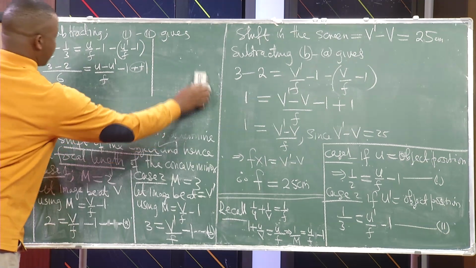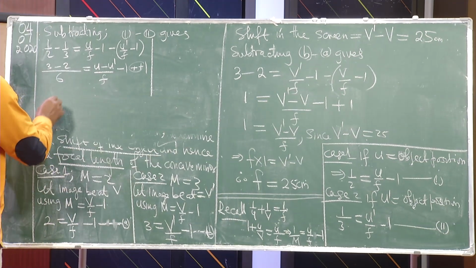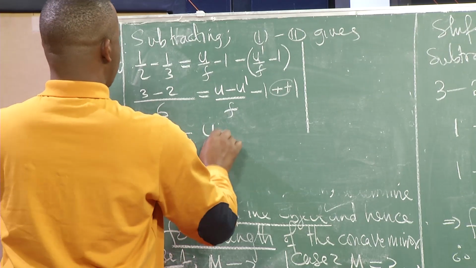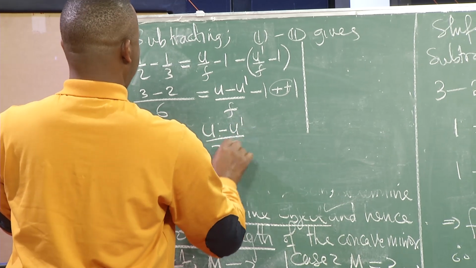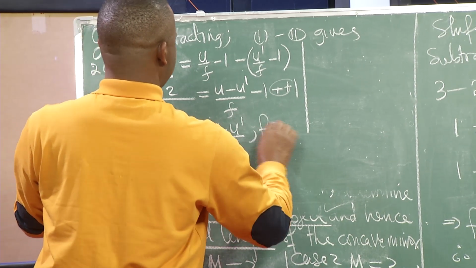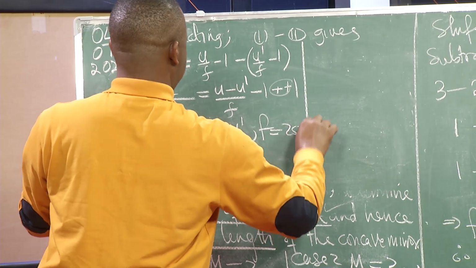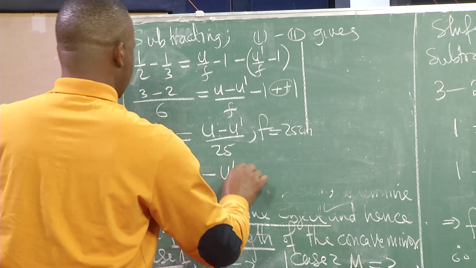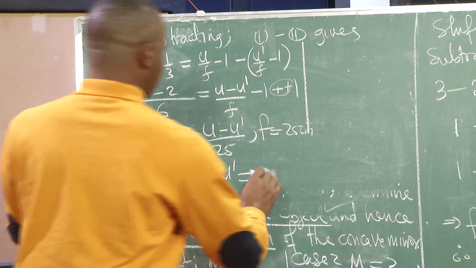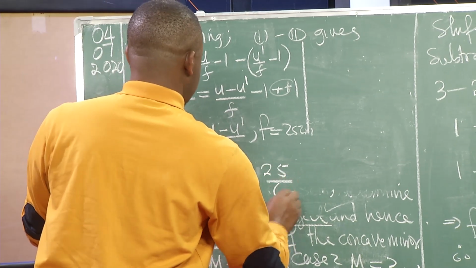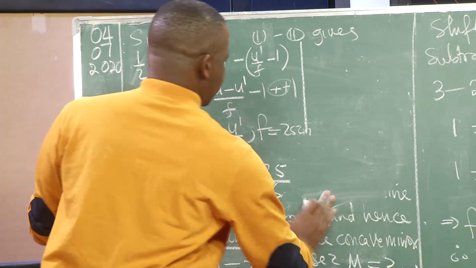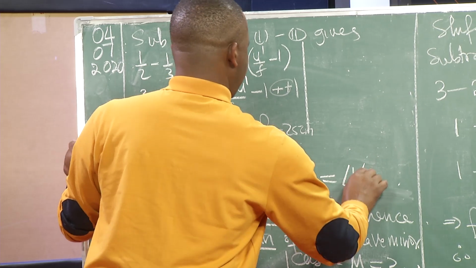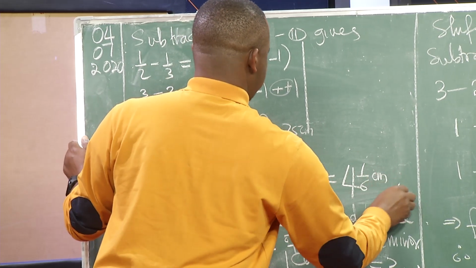Remember, we know the value of f. Therefore, it implies that our 1 out of 6 will actually be equal to u minus u prime over 25. Note that f was obtained as 25 centimeters. Since what we want is the difference in the object position, if we make it the subject, it will give us 25 out of 6. And this can be simplified further to give us 4 and 1 out of 6 centimeters.